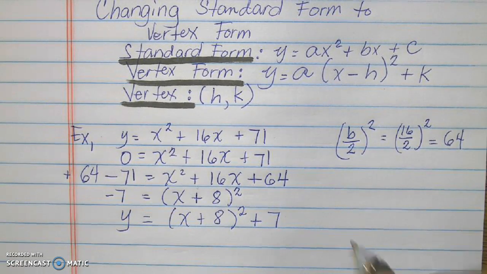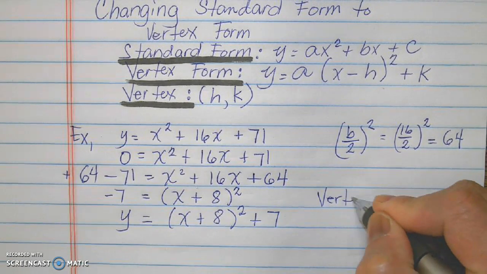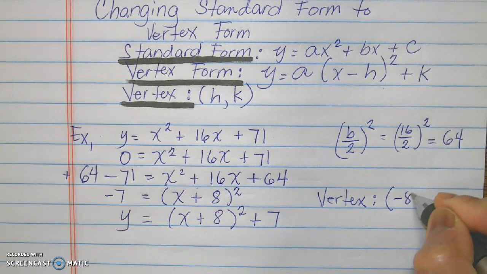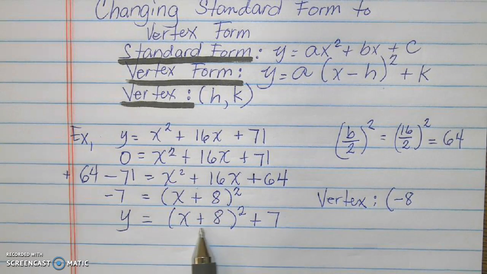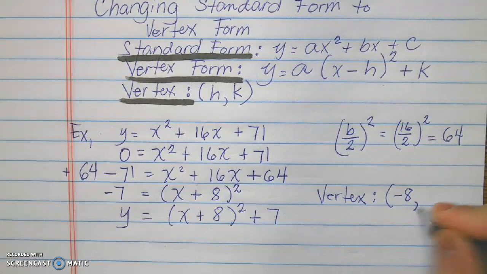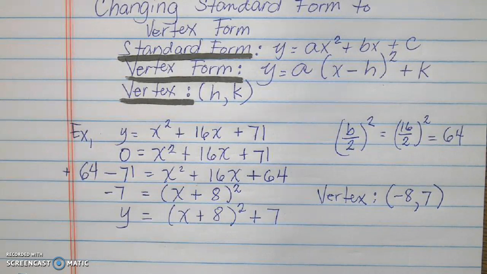Now, let's identify the vertex given this one. The vertex has now the coordinates of negative 8, because I hope you remember long time ago we said that it's always the opposite inside. So this is negative 8, comma, and that stays as positive 7. So those are the coordinates of your vertex.